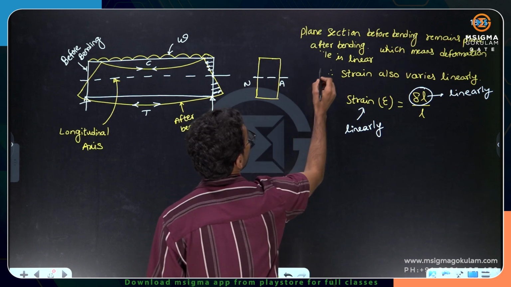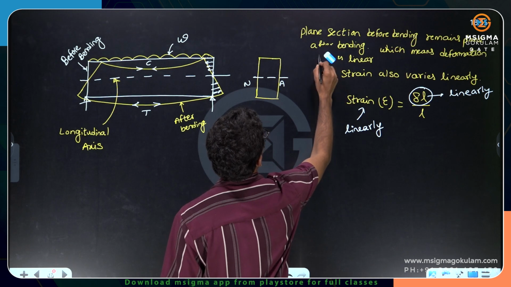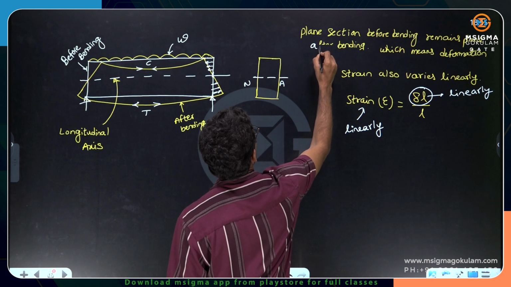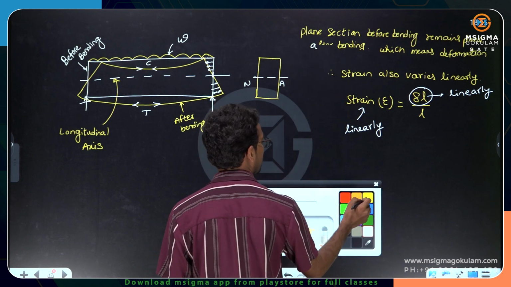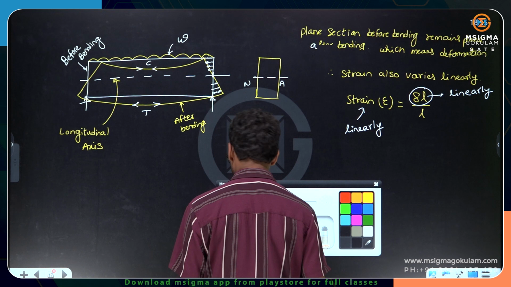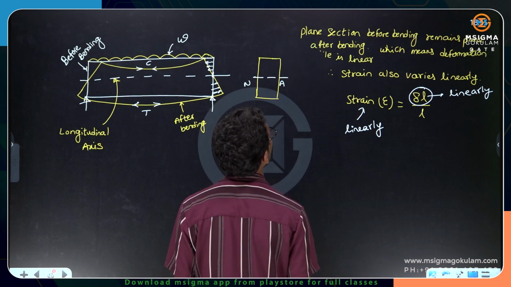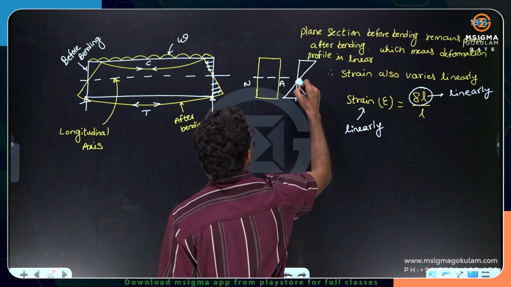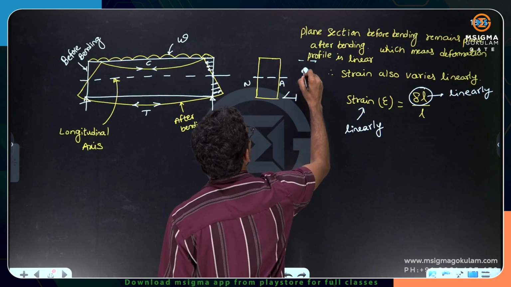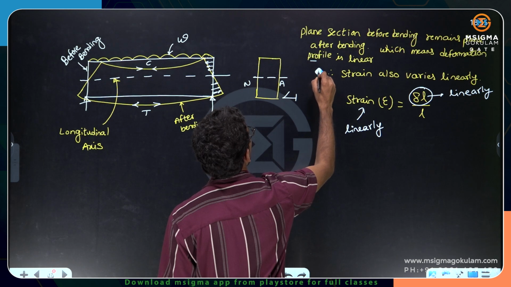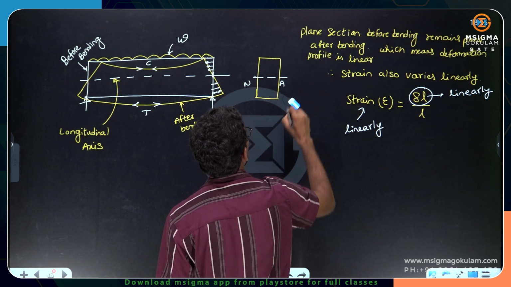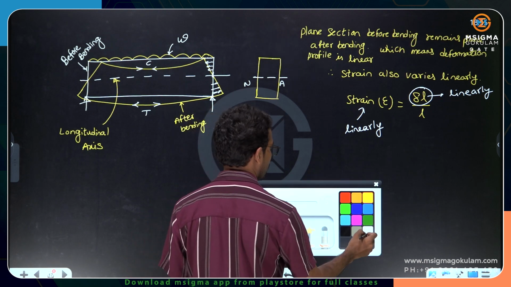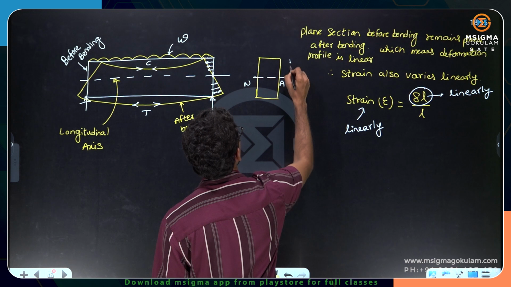Let me erase this. Let me rewrite the same sentence here. It was erased. Just a minute. There is no space available. So I can draw the same thing here in this manner. I am writing very close to this.